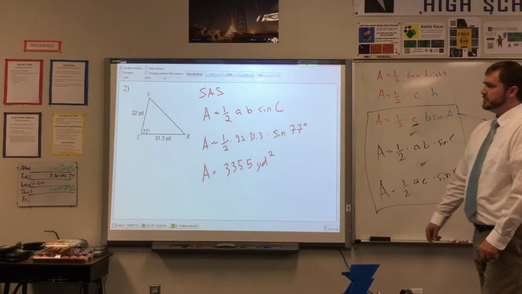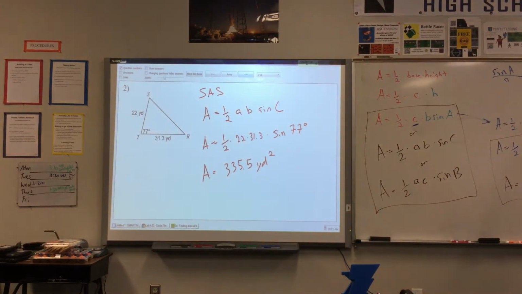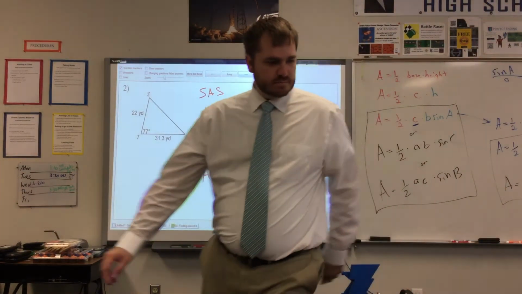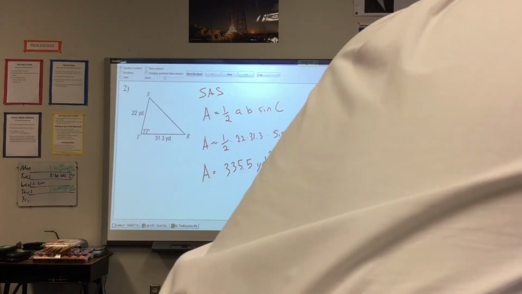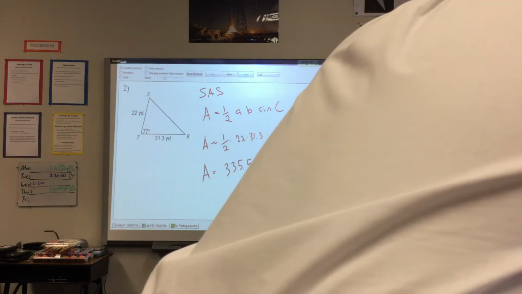77. Alright, so the first one you should have had side angle side. That's this formula right here. So 1/2 AB sine C, or 1/2 side times the sine of the angle between them. Did you get 335?